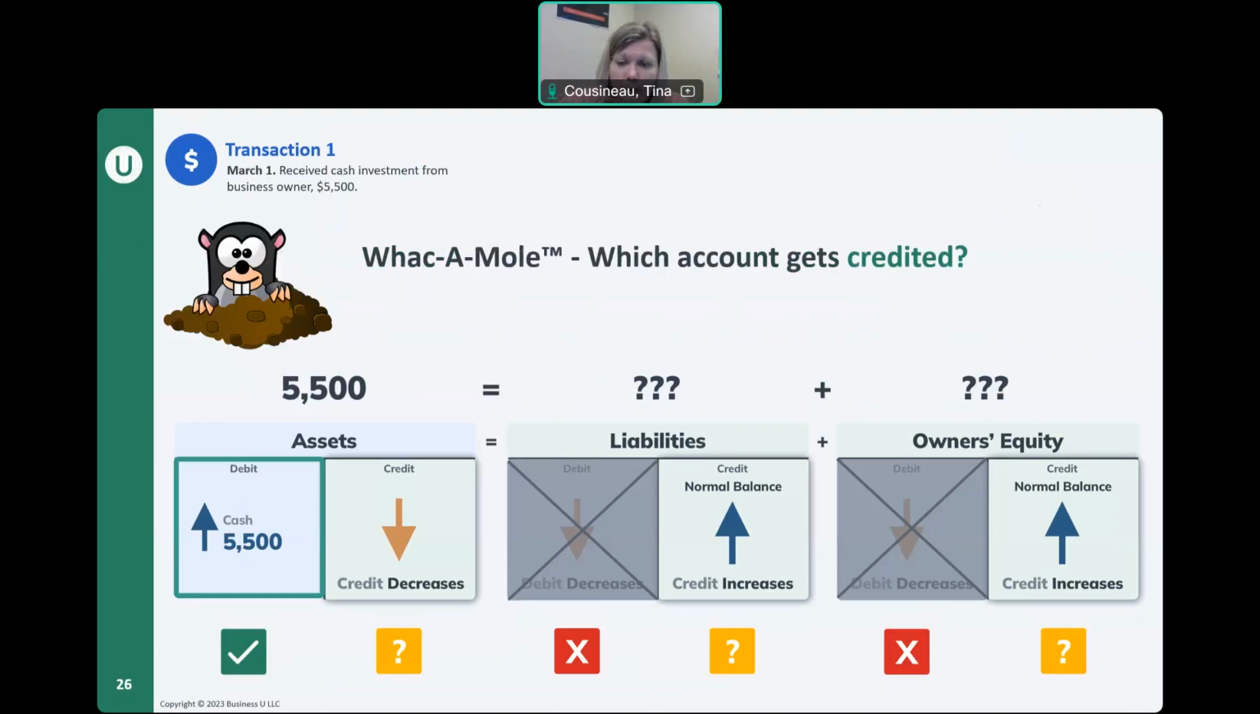No. Does it impact my liabilities? Because liabilities are what I owe? No. So it has to impact my owner's equity. And if our normal balance of owner's equity is a credit and we're increasing the investment the business owner has in the company, we're going to increase our owner's equity.